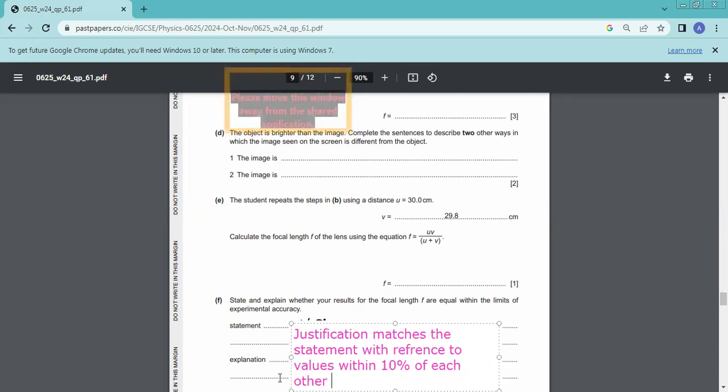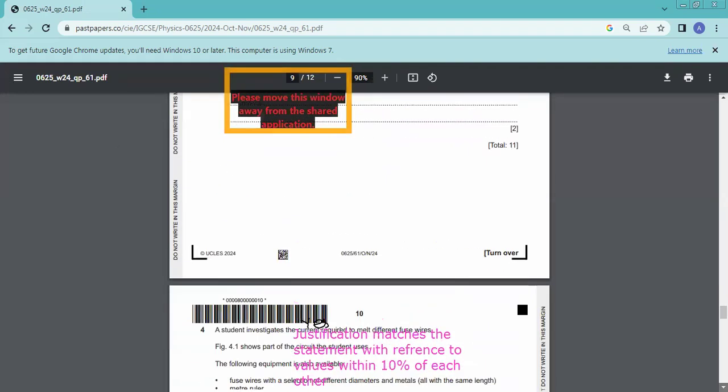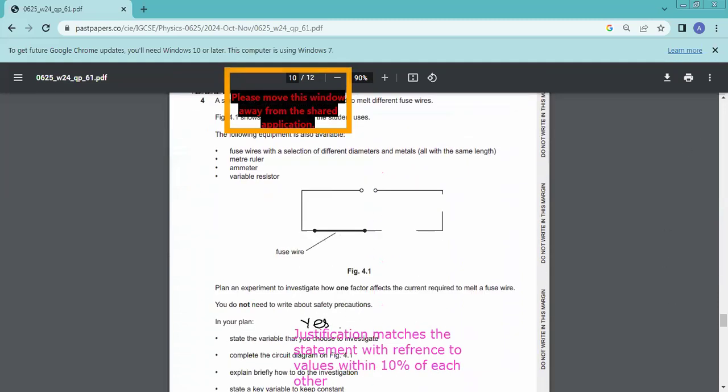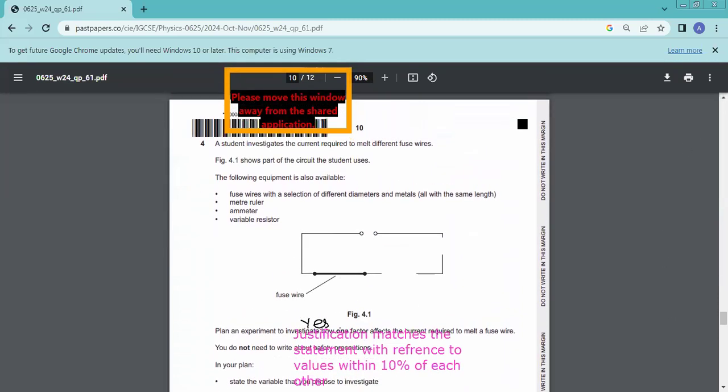This is how we have done this. Now moving on to the next question. Now this is the question.